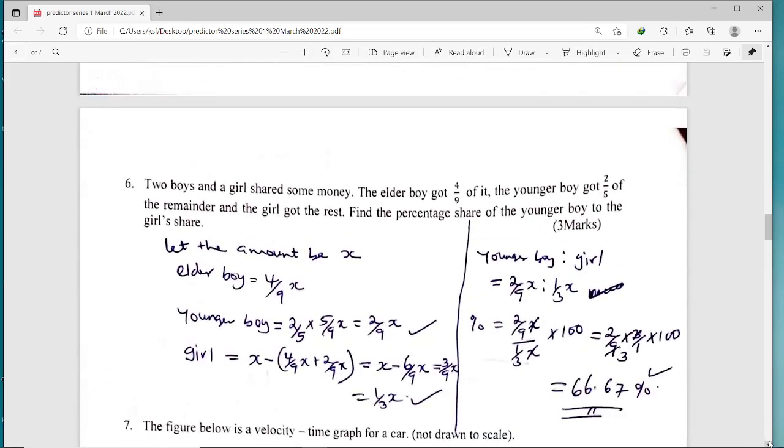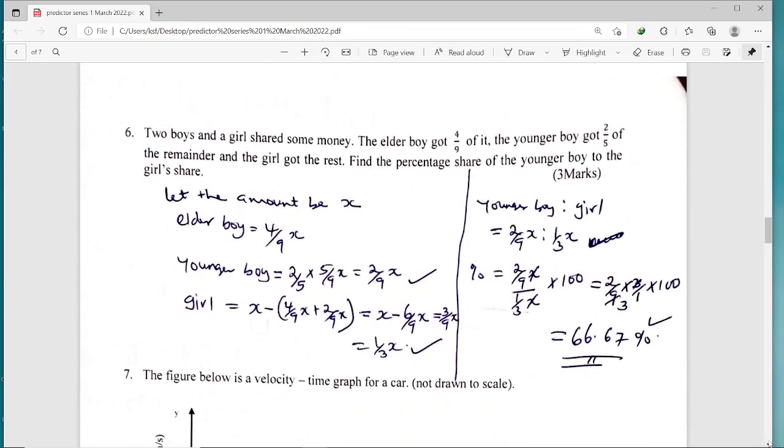Question number 6 is that two boys and a girl shared some money. The elder boy got 4 over 9 of it. The younger got 2 over 5 of the remainder. And the girl got the rest. Find the percentage share of the younger boy to the girl's share. So we let the amount to be x. And therefore the older boy got 4 over 9 of x.